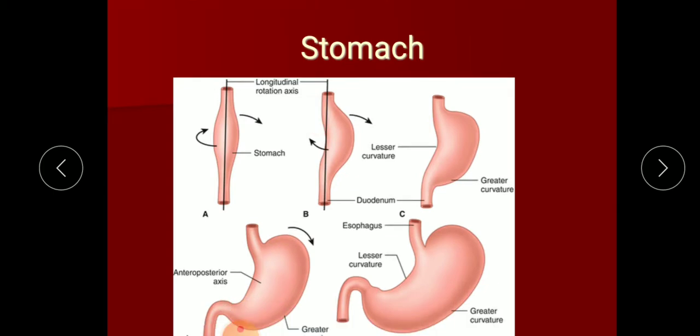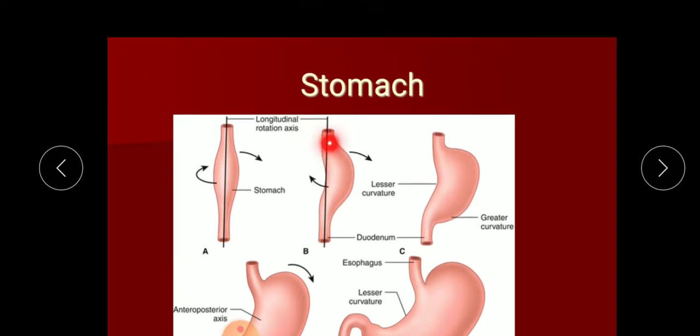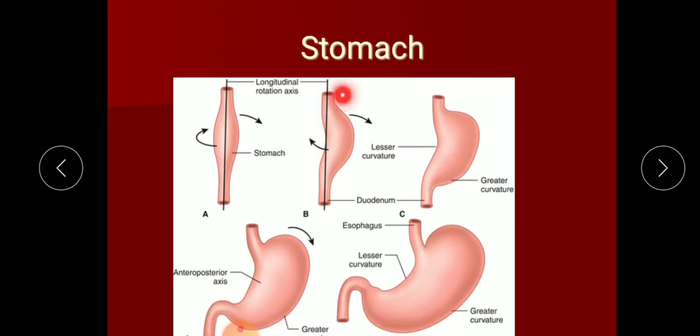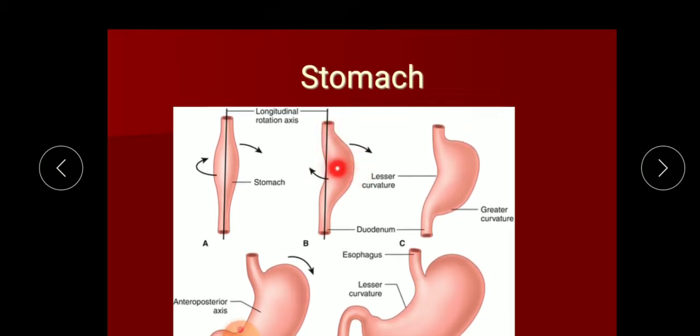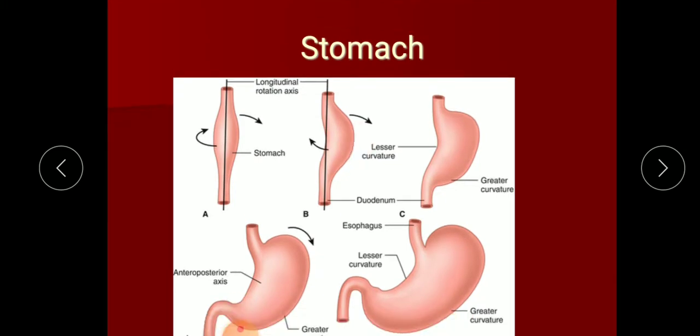And what happens to that dorsal border? That will rotate and reach the left side. So this border, the ventral border in front, now moves towards the right side and becomes the lesser curvature of the stomach here. The dorsal border will move here, and that becomes the greater curvature.